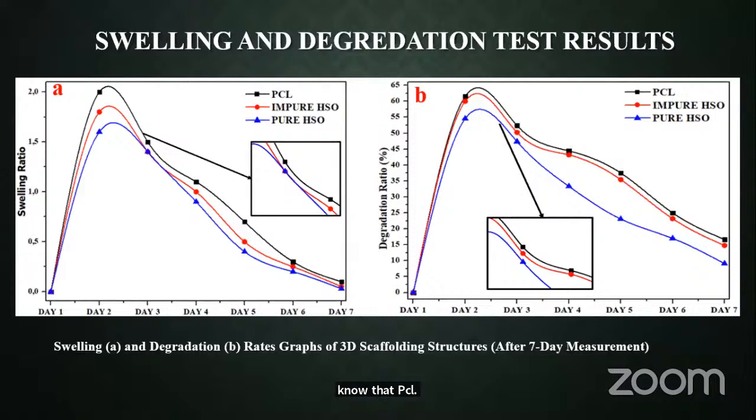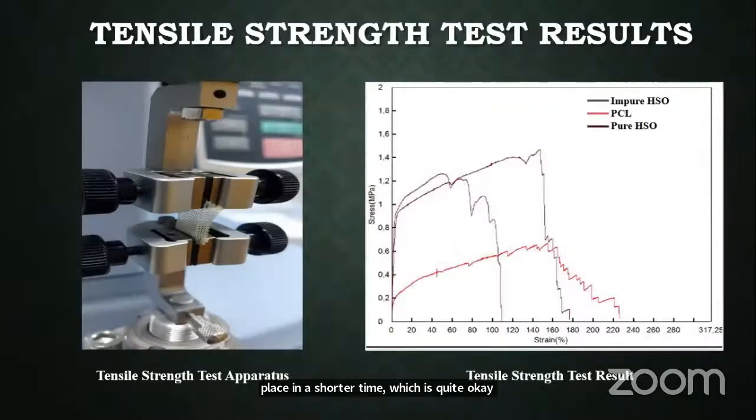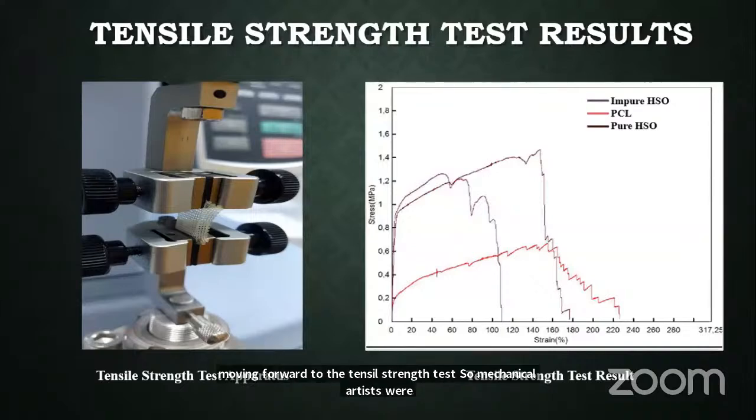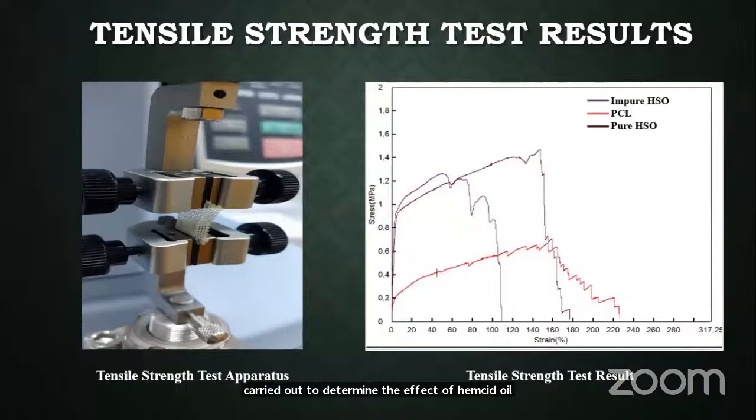So water and liquid transition takes place in a shorter time, which is quite okay. And now moving forward to the tensile strength test. Mechanical tests were carried out to determine the effect of hemp seed oil blends on mechanical properties of the scaffold.